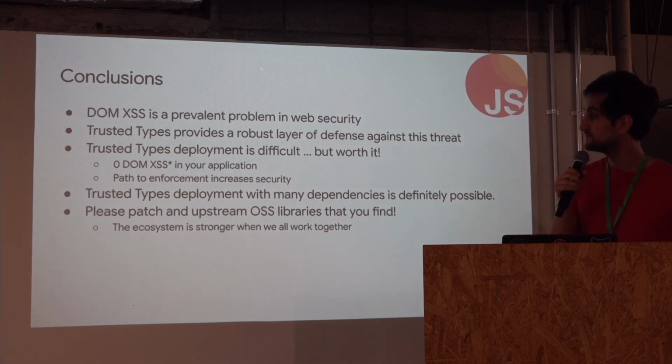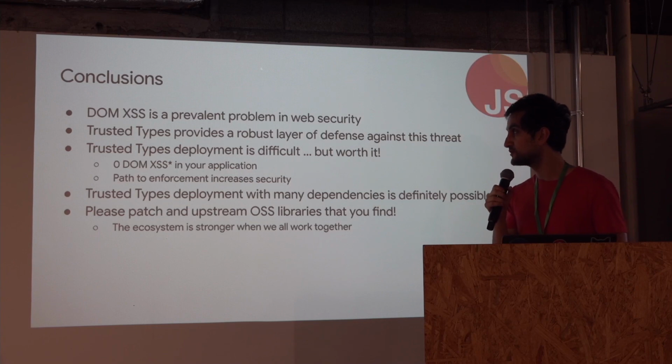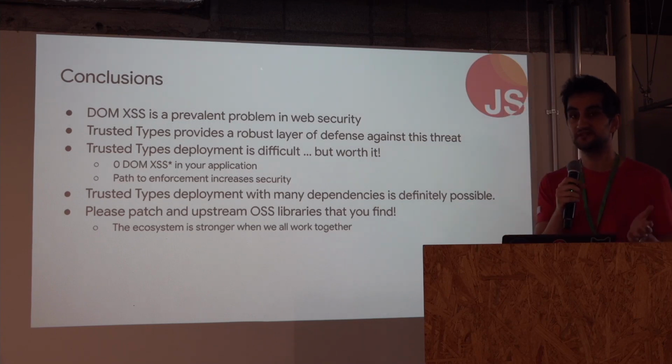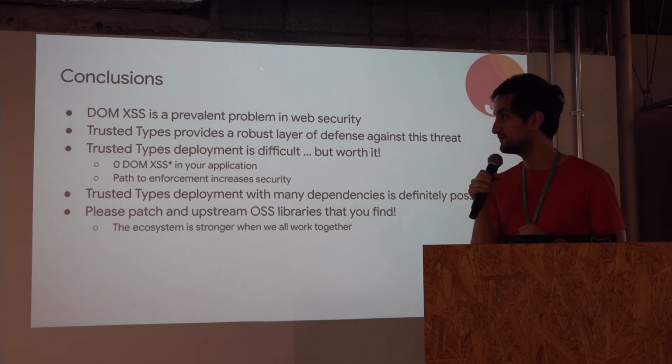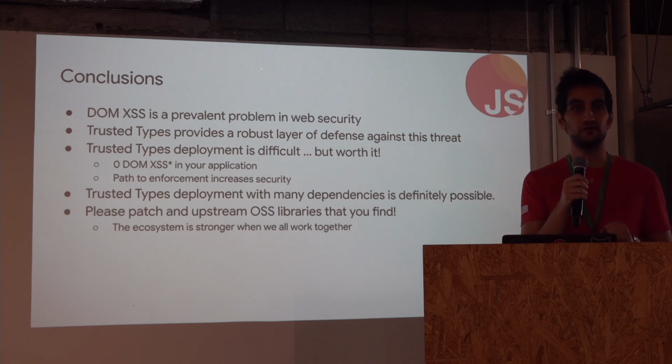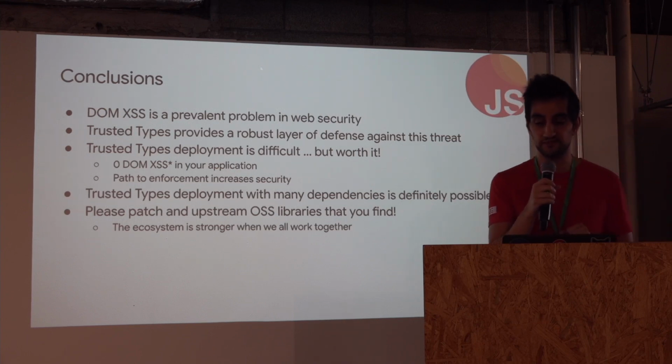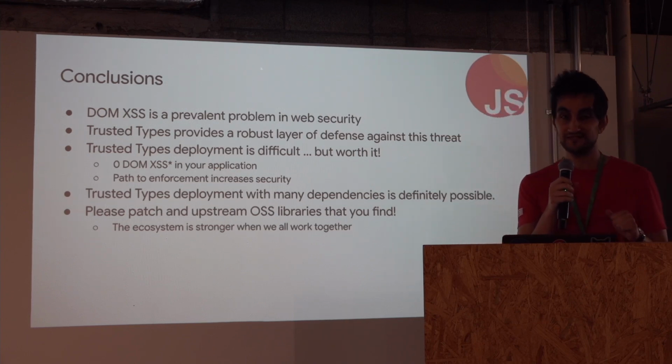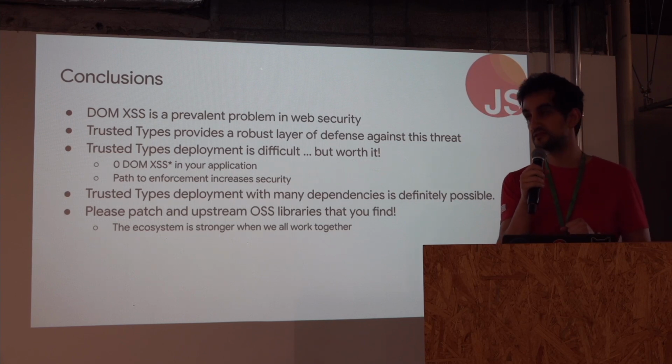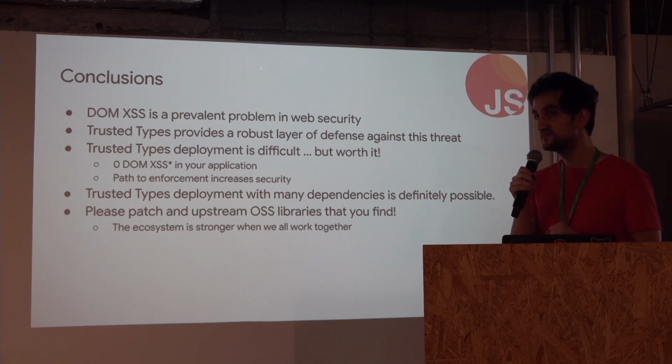So to conclude, I guess that the goal was to show that DOM XSS and XSS in general, DOM XSS specifically, is still a prevalent problem or threat in the web security industry, so it's still something that we're facing. Trusted types is probably the most robust layer of defense that we have against it to be able to fix it at scale.